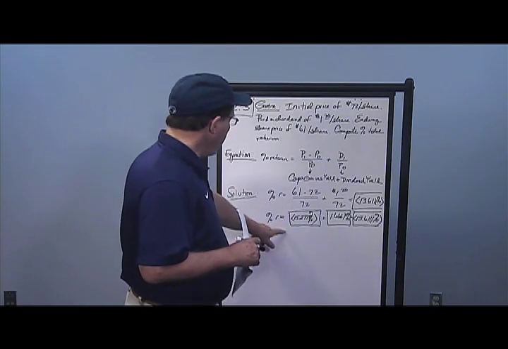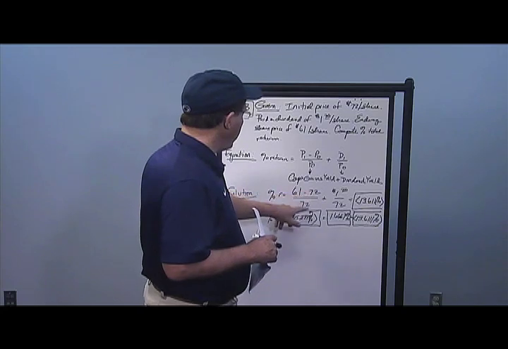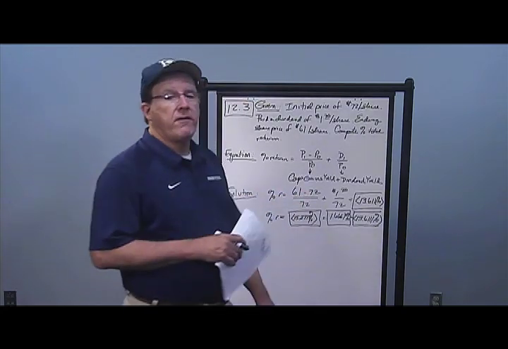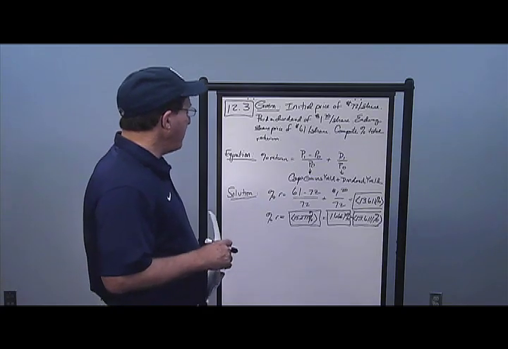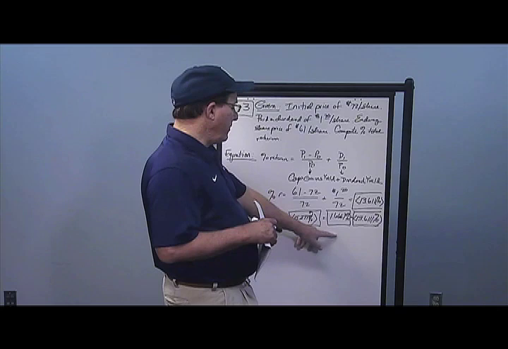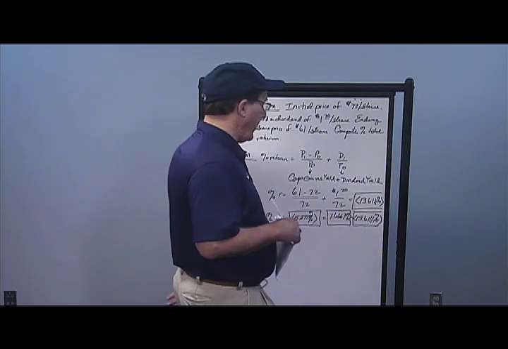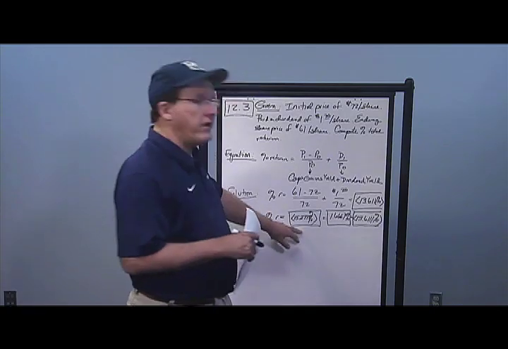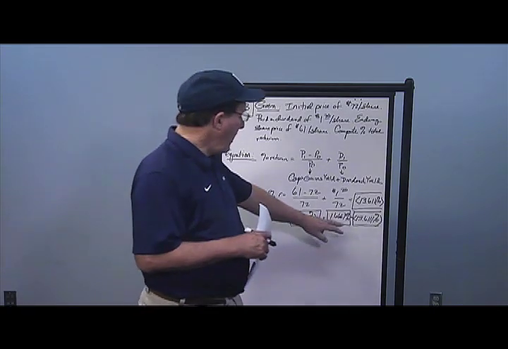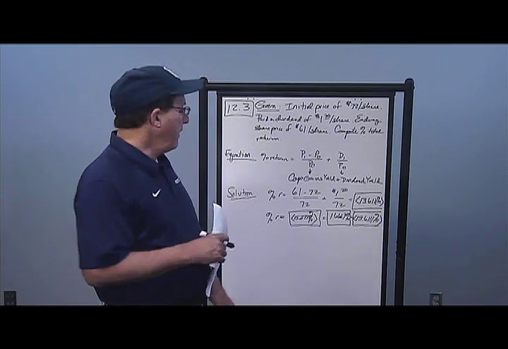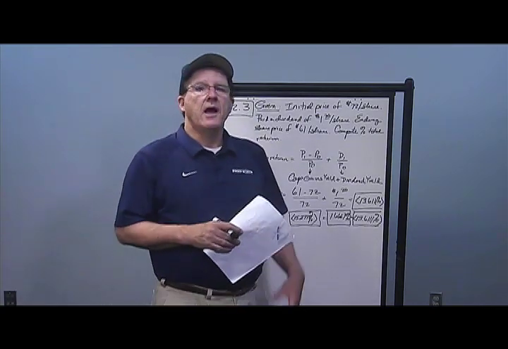Broken down into two pieces, I get 61 minus 72 over 72. That gives me a capital gains yield of negative 15.2778%. My dividend yield remains at 1.6667% for my total return of negative 13.6111%. Notice I had a really rough year stock price wise, muted a little bit by the dividend yield of 1.6667%. There are your answers to problem number 3.